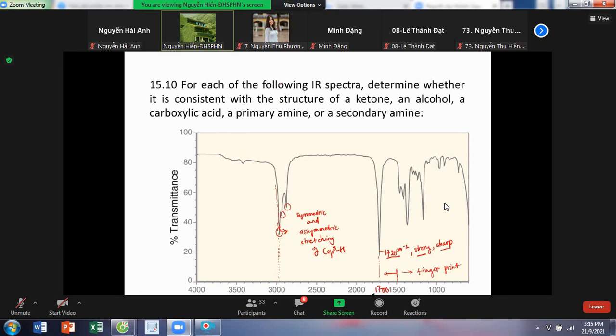Yes, I think it should be a ketone, actually. Someone said it, yes. I think this should be a ketone. And actually, there is a reason to say that it might be a secondary amine, because you see a small peak here. And if you remember, this is actually not noise. It is actually a peak corresponding to our compound.